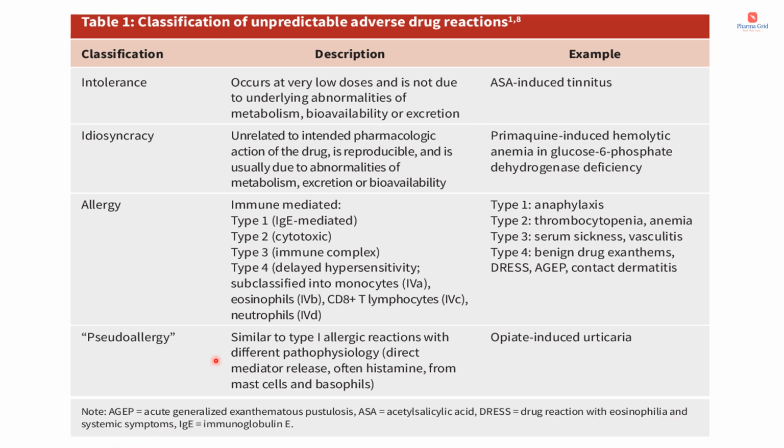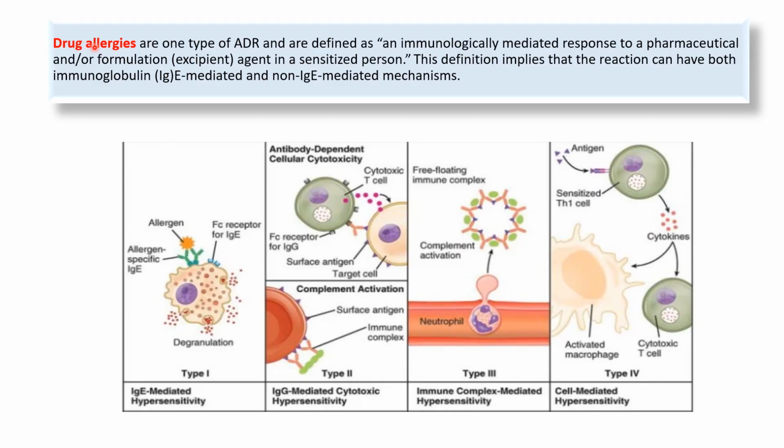Next is pseudoallergy. It is similar to type 1 allergic reactions but with a different pathophysiology. The pathophysiology is due to the direct release of mediators such as histamine from mast cells and basophils. An example is opiate-induced urticaria. So we'll discuss drug allergies in detail.